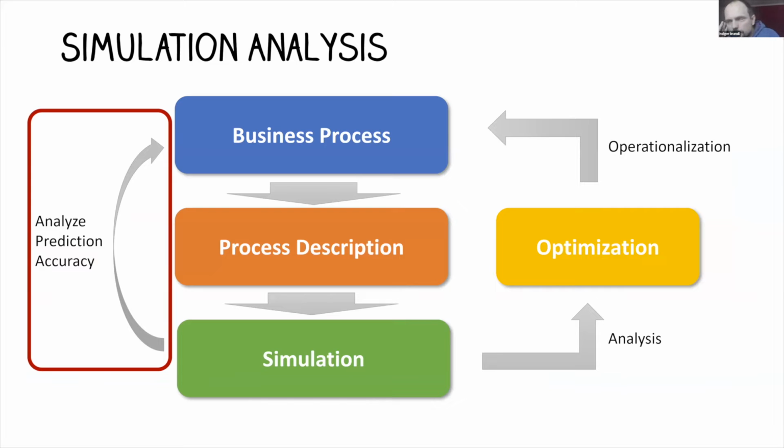All right, so we try to get some basic idea about how the simulation part works. What I also touched on earlier was that once we have a simulation, we need to analyze prediction accuracy. So we really need to compare the dynamics of our simulation model with the business process of interest. And how can we do this? I think that's a very interesting question. It's a lot of fun to do so.